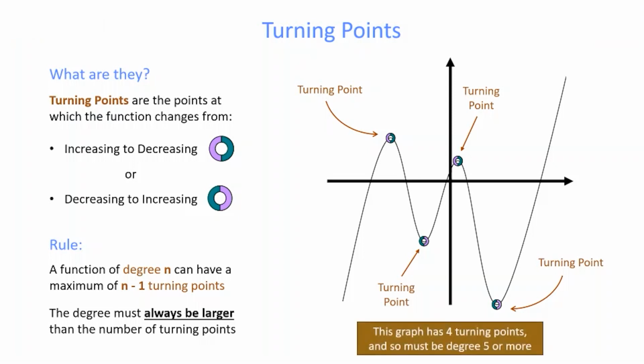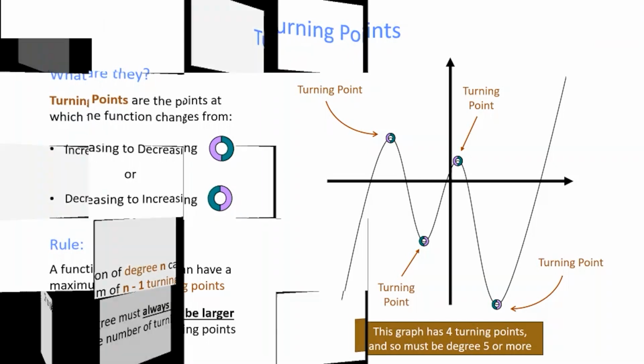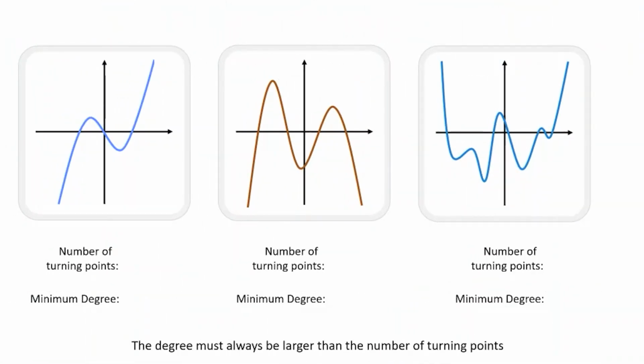So for example, this graph has 4 turning points, and so it must be degree 5 or more. It cannot be degree 4 as we have 4 turning points, and the degree must always be larger than the number of turning points. So this graph here has 2 turning points, so the minimum degree must be 3. Pause the video and complete the rest of the answers for yourself. Play when you're ready for the answers.